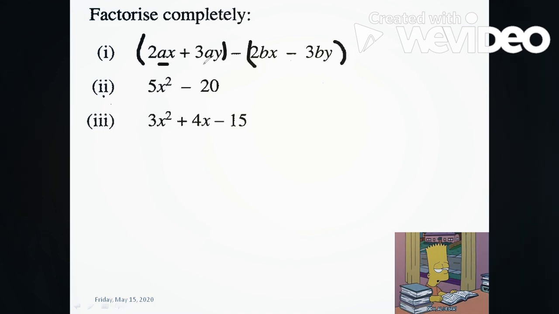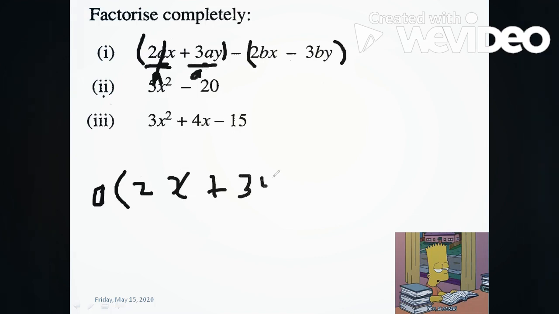Well, it turns out that a is the only factor. So we take out a. A into 2ax, the a is going to cancel on the 2, leaving 2x. I'm going to divide this second term by a also. A into 3ay, we end up with 3y. On the right hand side now we realize that b is common, and when we factorize that, we end up with the same thing on the right.